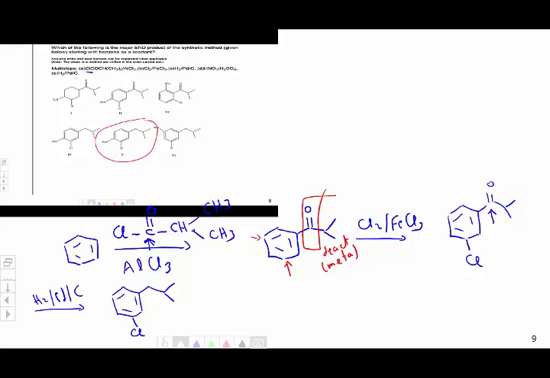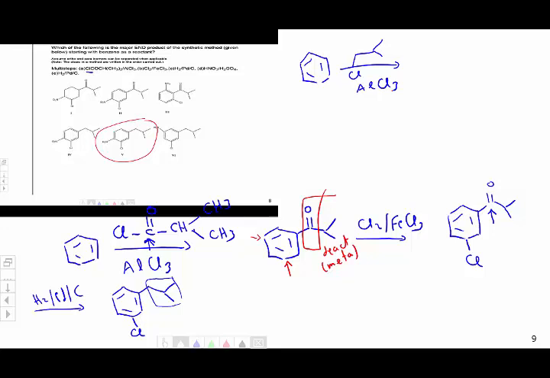Now, I just want to ask a question. Why didn't we directly add this as an alkyl halide to the benzene ring? Since this is what I want, why didn't I just have the benzene ring and add this as my alkyl halide? Why did I have to do acylation then reduction? Go ahead. Because of carbocation rearrangement.